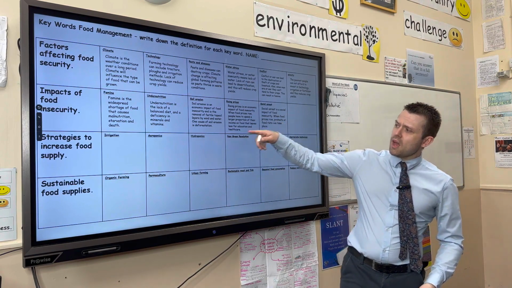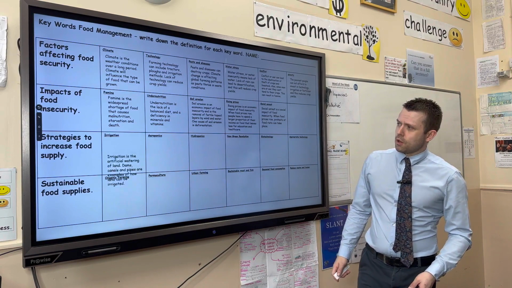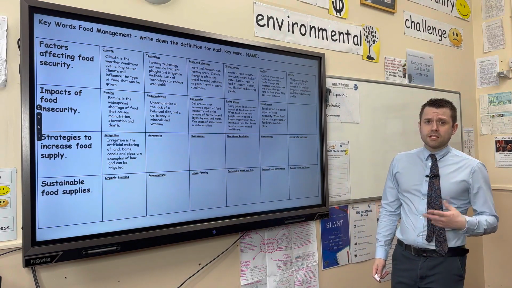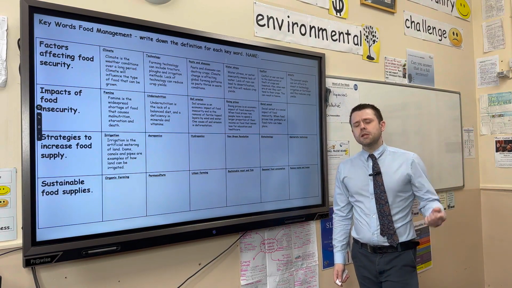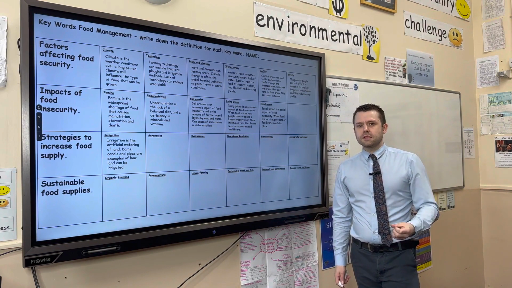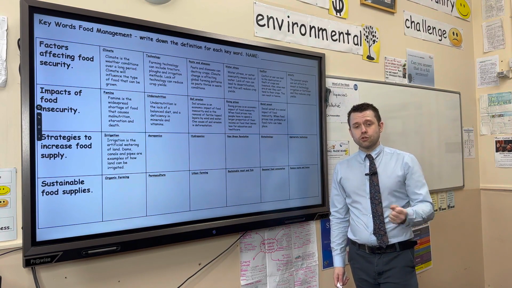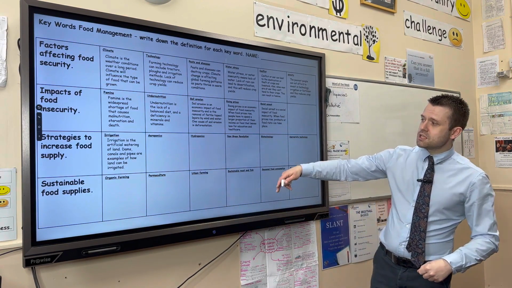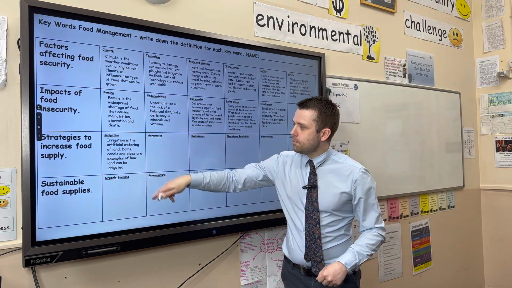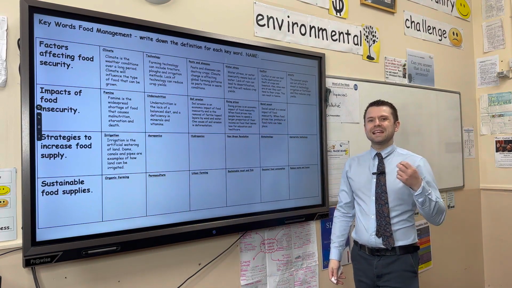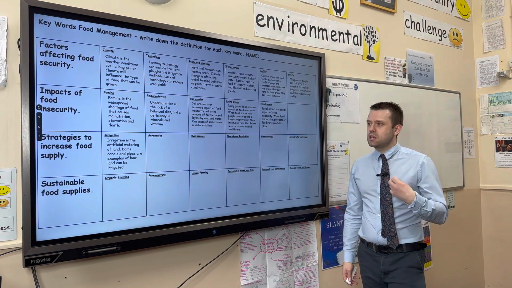Okay, strategies to increase food supply. So, the first one we're going to look at is irrigation. If you have ever watered a plant in your home, you have irrigated it. It's not natural, it's artificial. You have watered it. In LICs, we use dams, canals, and pipes to irrigate land, and this will increase crop yields and food supply.